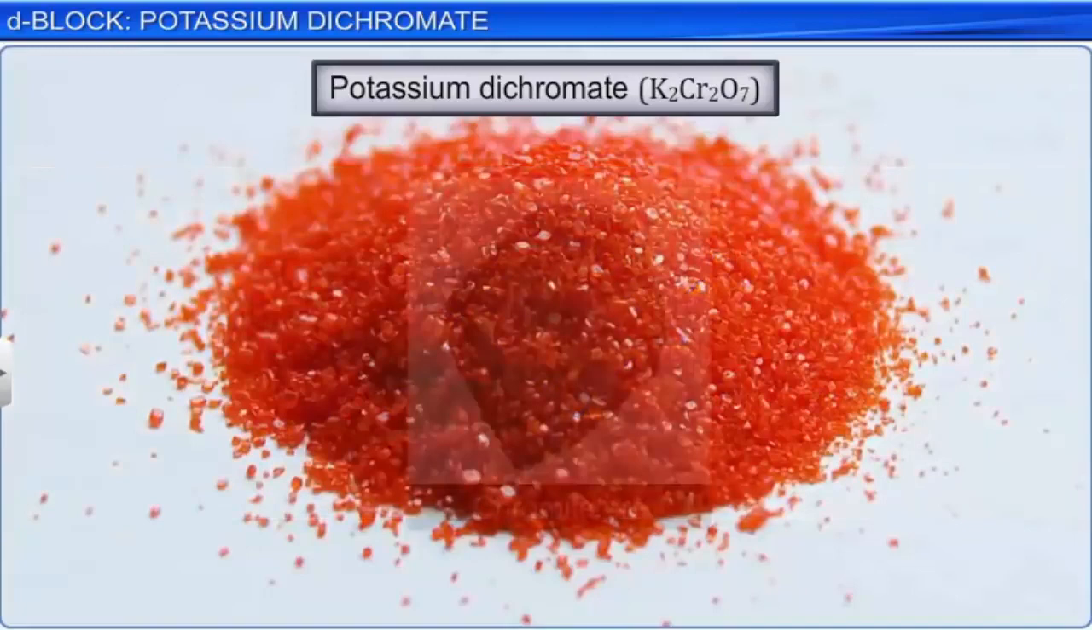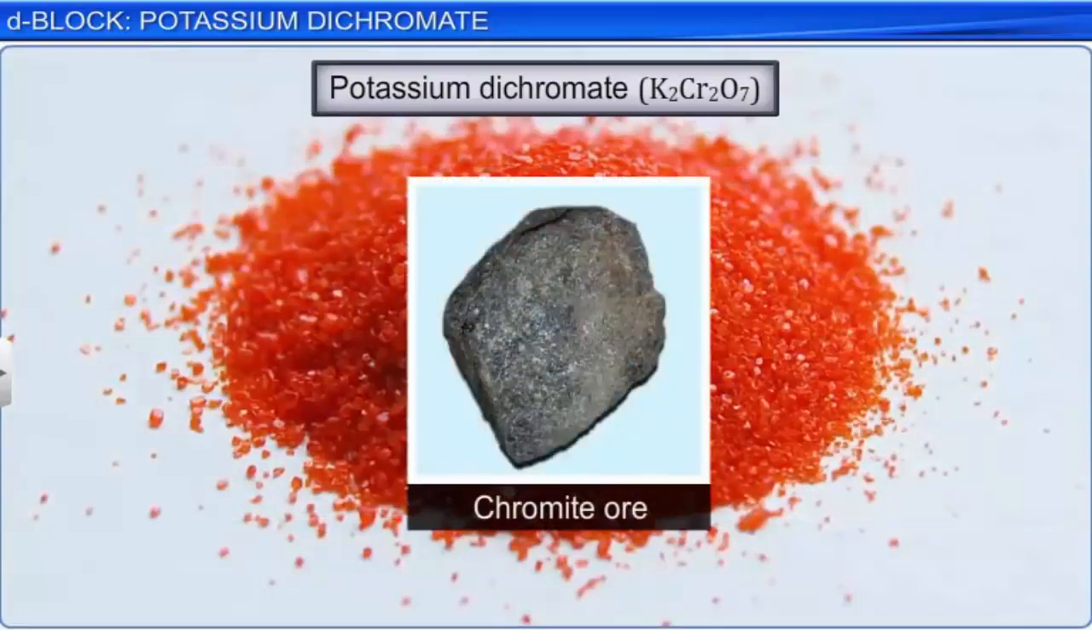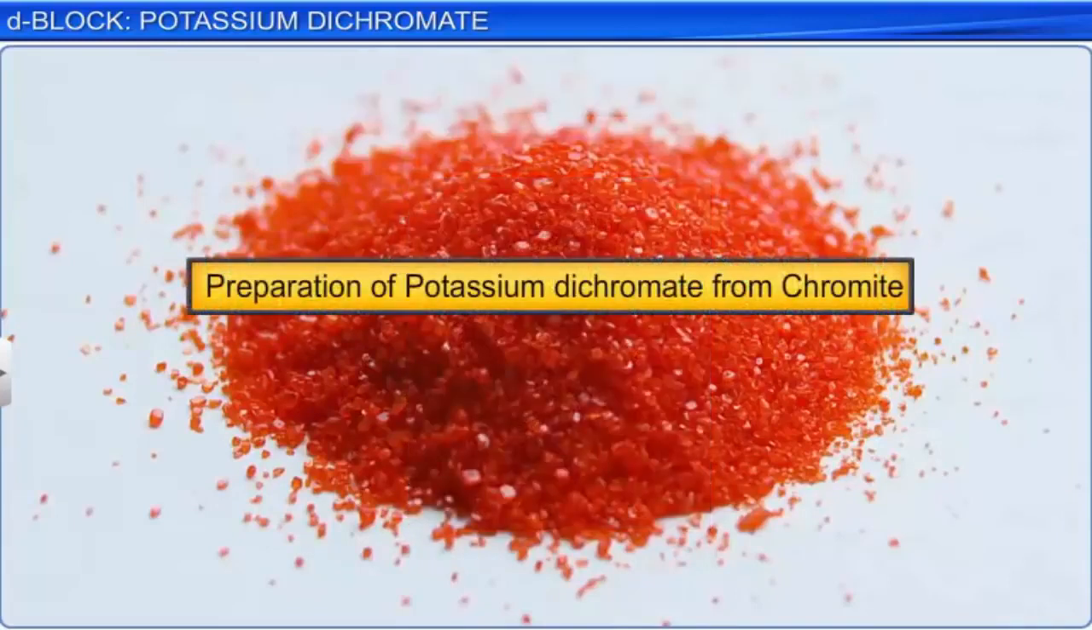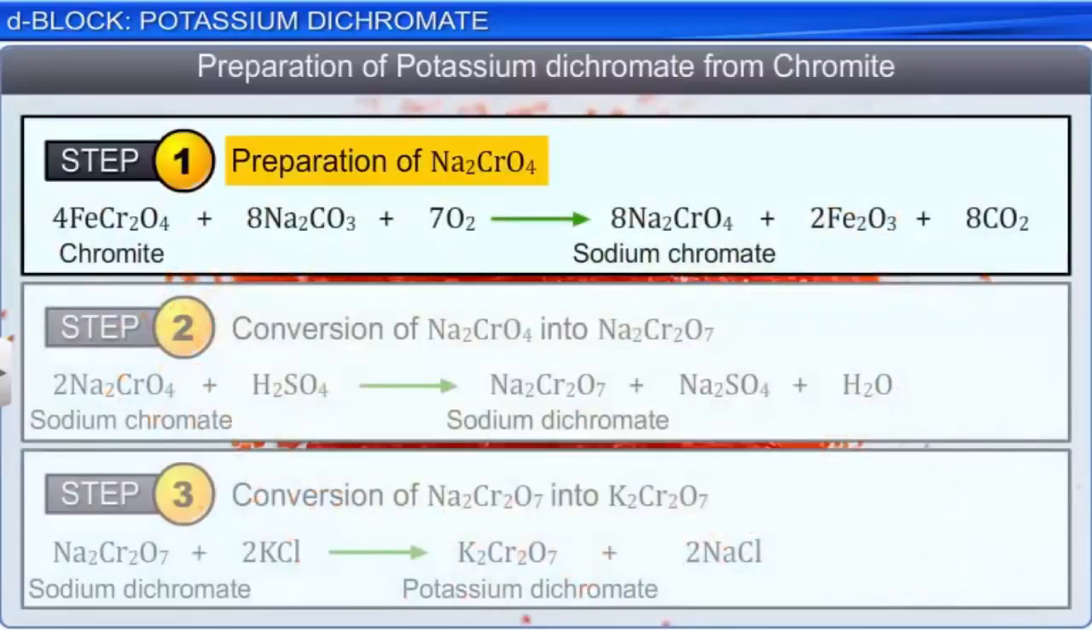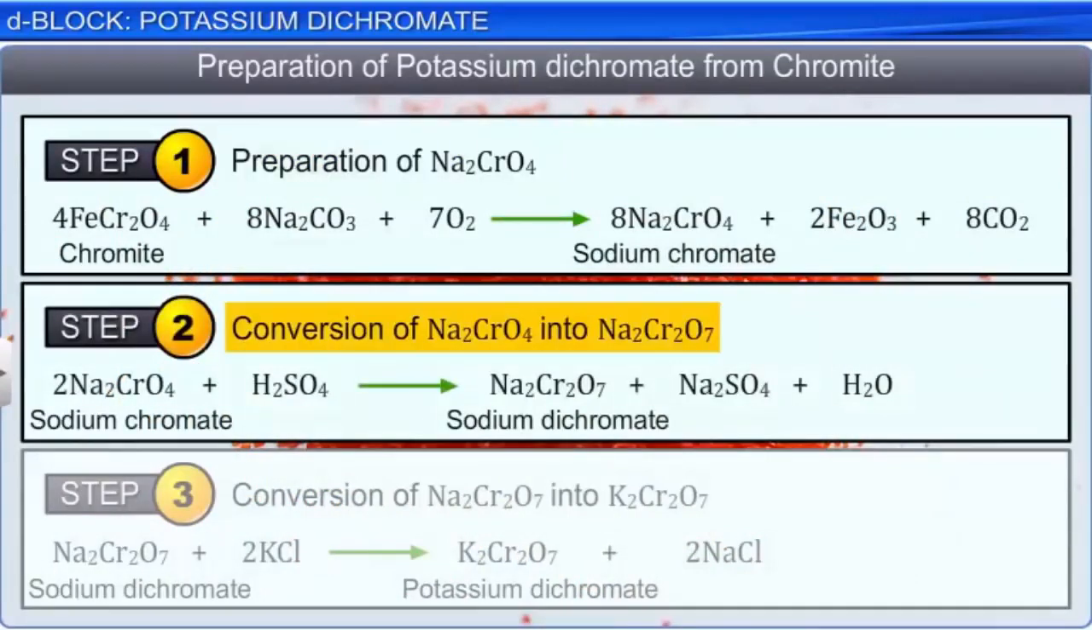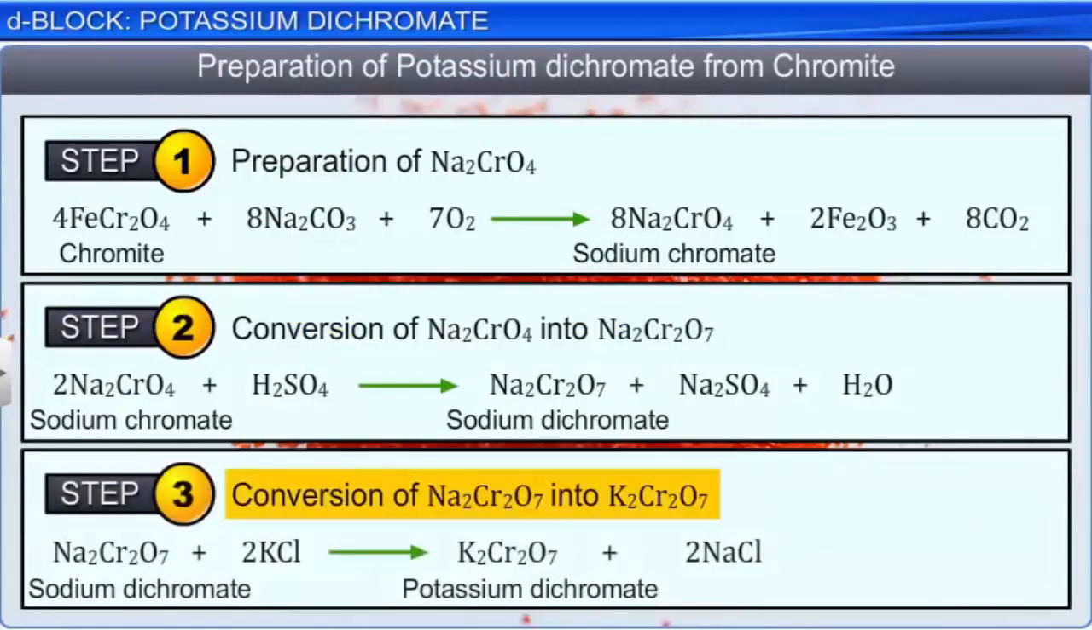It is prepared from its ore, chromite. The preparation of potassium dichromate from chromite involves 3 steps. They are preparation of sodium chromate, conversion of sodium chromate into sodium dichromate, and conversion of sodium dichromate into potassium dichromate. Let us see the process in detail.